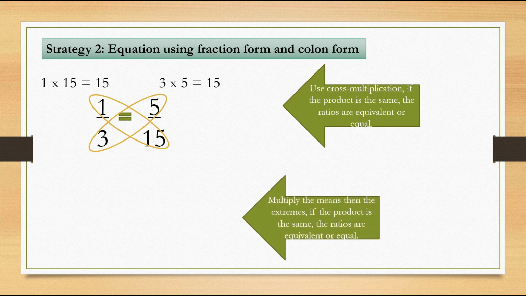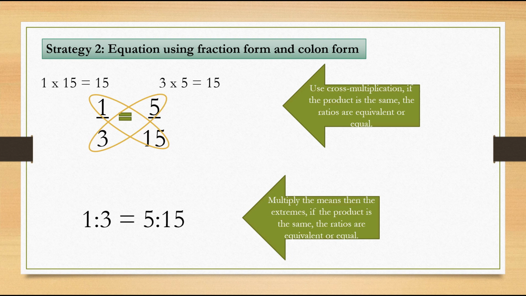Now, let's have another example. So, pwede rin naman natin siya kunin by multiplying the means, then the extremes. So, if the product is the same, the ratios are equivalent or equal. So, kanina, ang ginamit natin ay butterfly method or cross multiplication. So, ngayon naman, ang gagamitin natin para malaman kung ang given ratios is equal or equivalent, we're going to multiply the means and the extremes. So, ayan yung ating given ha, using column form. So, kanina, yung nauna, fraction form, yung ating cross multiplication. Ngayon naman, gamitin natin yung column form.